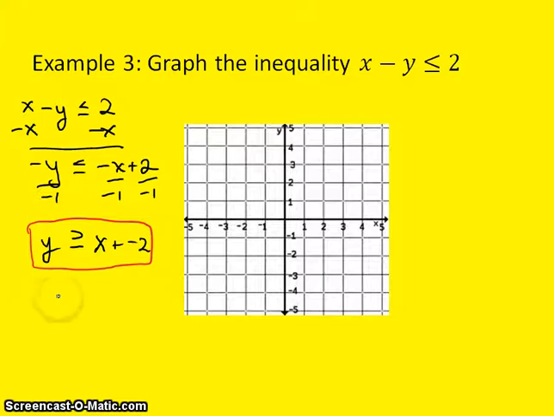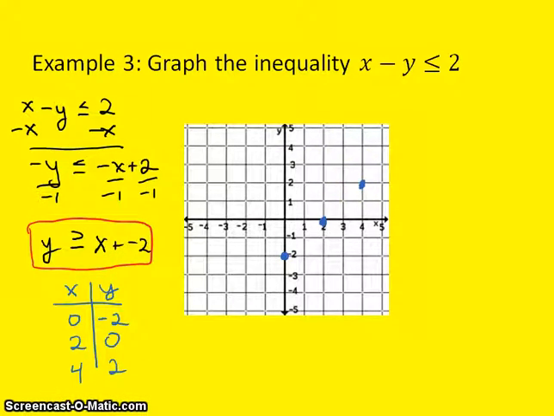In order to do that, I need some points to graph. So let's make an xy chart. Plug in an x. Let's do 0. 0 plus negative 2 is negative 2. Let's do 2. 2 plus negative 2 is 0. Let's do 4. 4 plus negative 2 is 2. So I'll plot the points 0, negative 2; 2, 0; and 4, 2.